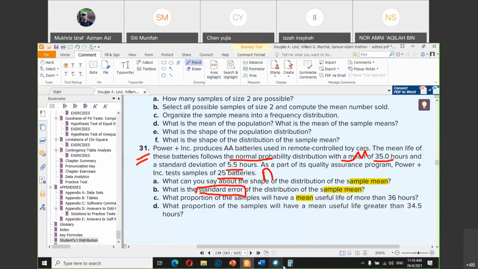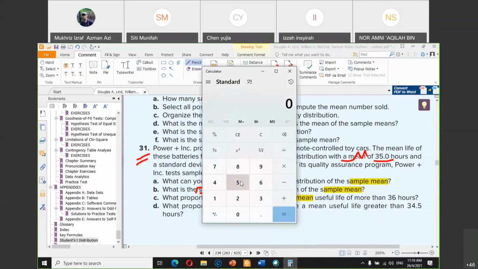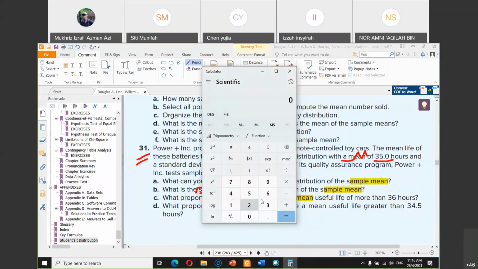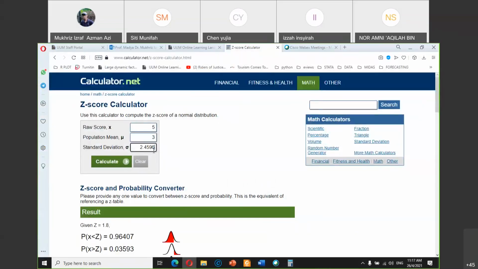Okay, so the standard error is obtained by 5.5 divided by the square root of... if you use your scientific calculator, then 5.5 divided by the square root of 5. Okay, so you should get 2.45. So let's say we take this value to be our standard deviation, then the rest you can just plug in as the same one.